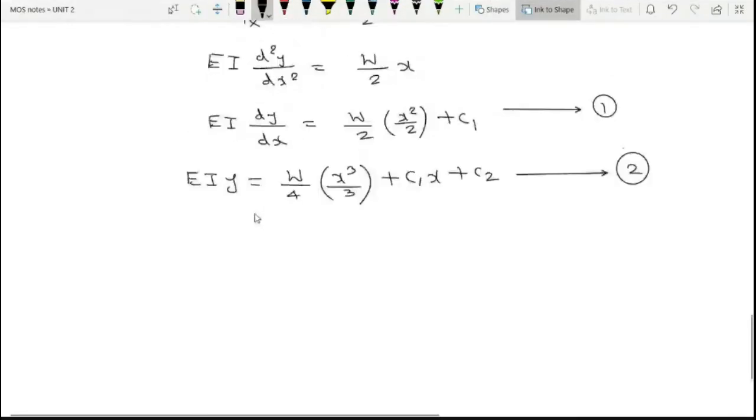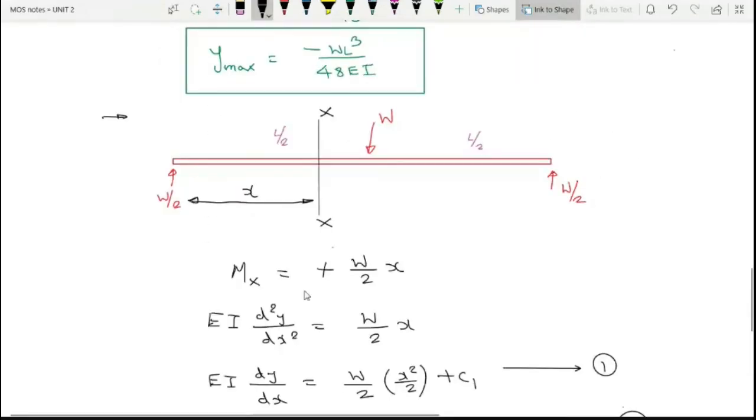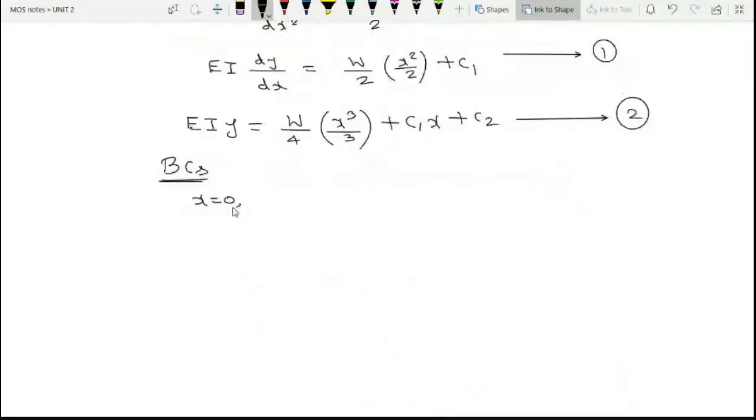Now, boundary condition. So that is important. What is my boundary condition? In this case, when x is equal to 0, y is equal to 0. That is my first condition. My second condition is when x is equal to L by 2, dy by dx is equal to 0.